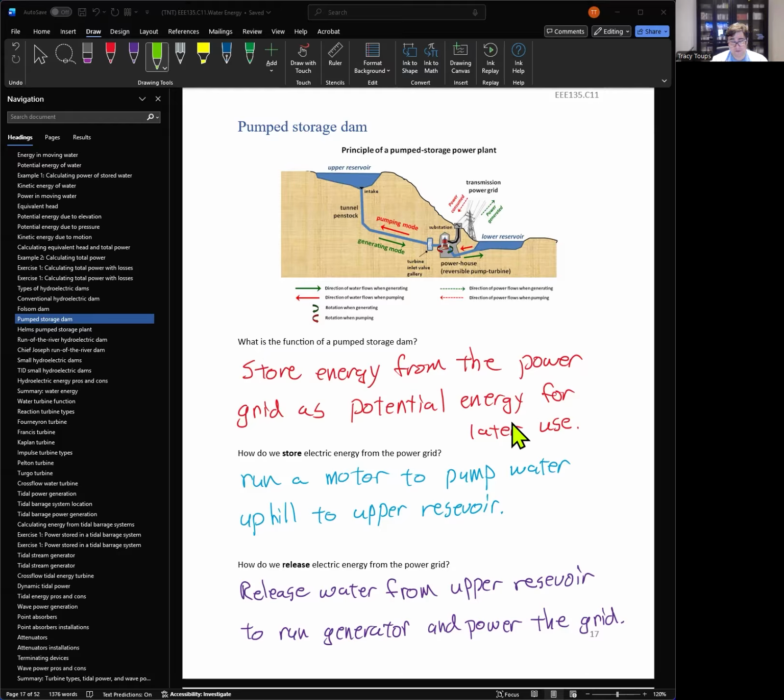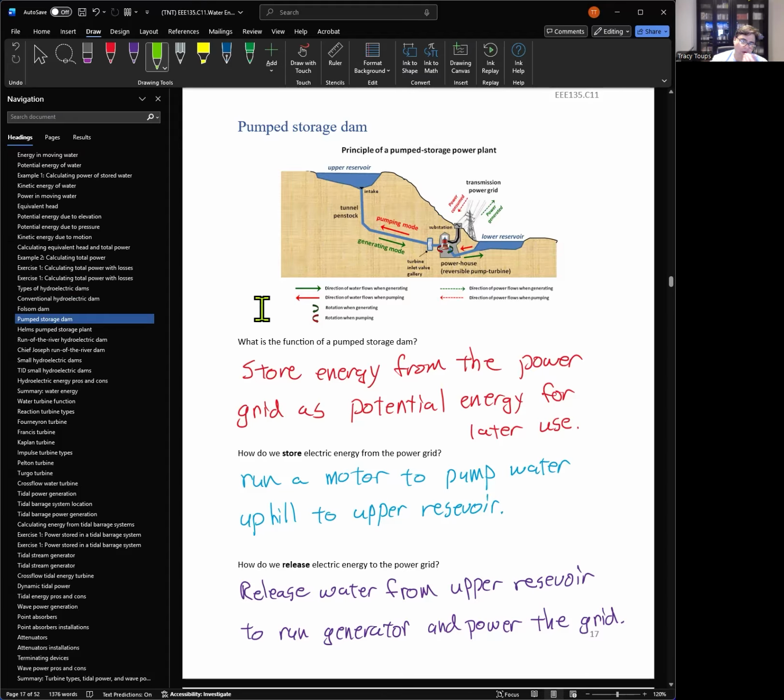Right? How do we store electric energy from a power grid? Run a motor to pump the water uphill to the upper reservoir. And then how do we release electric energy to the power grid? It should be two, sorry. Release water from the upper reservoir down to the lower reservoir, and it will run the electric machine as a generator and send power to the main grid.